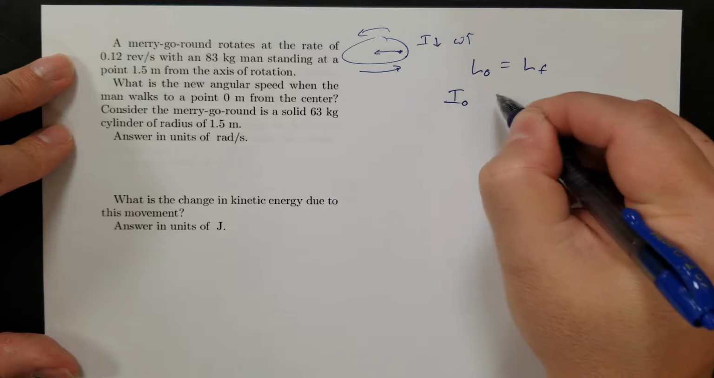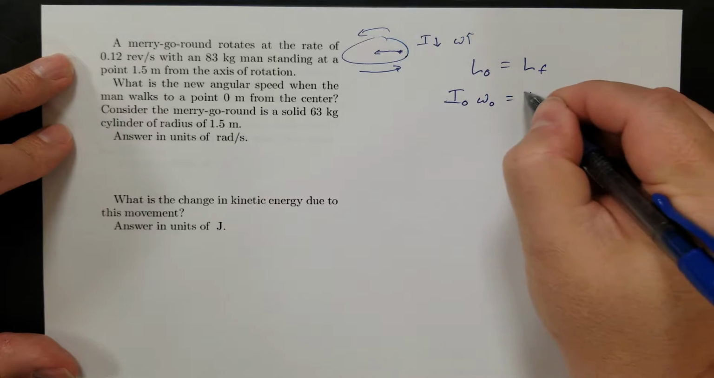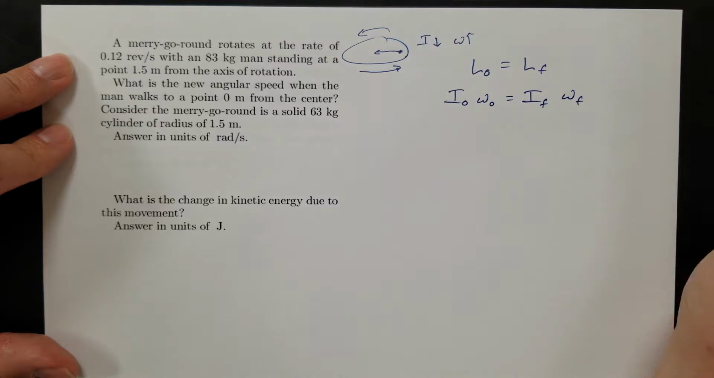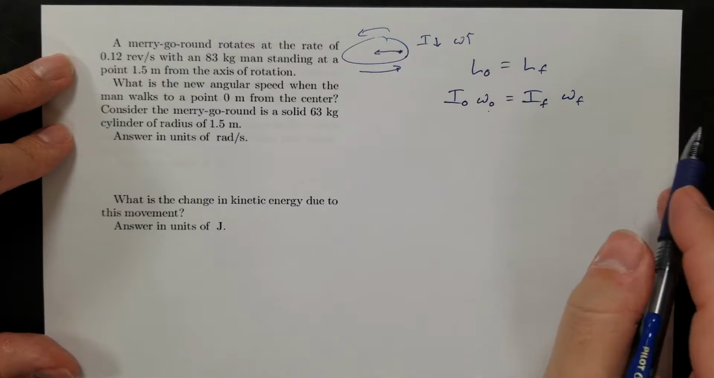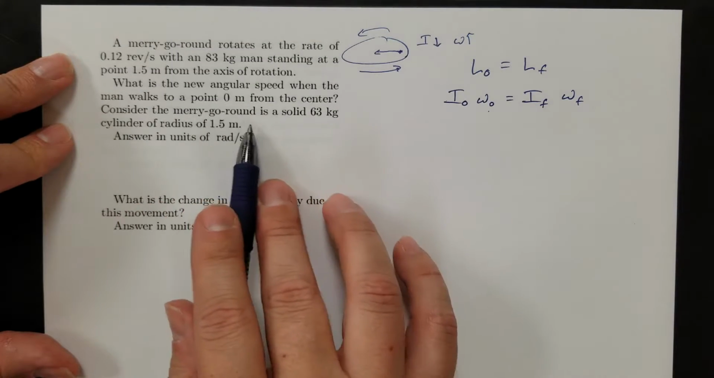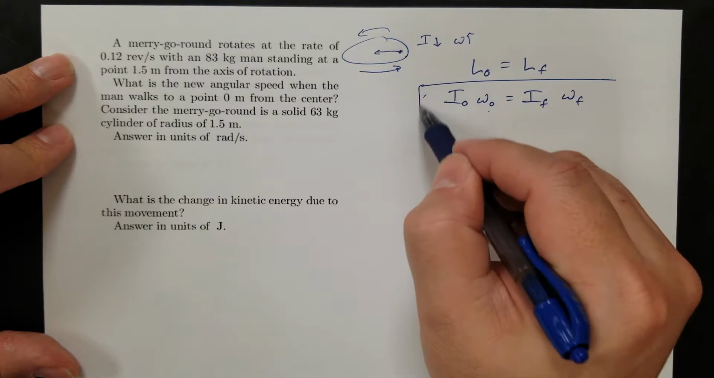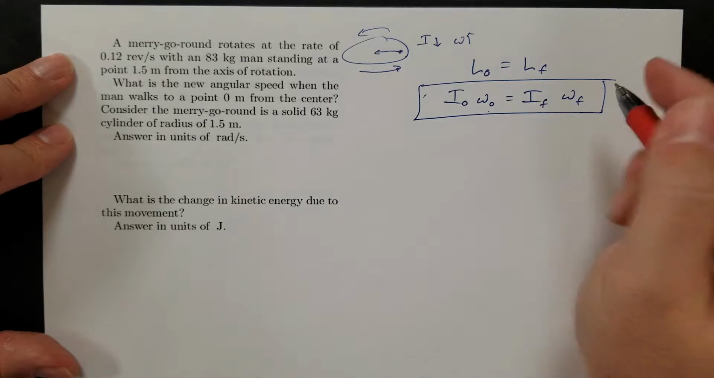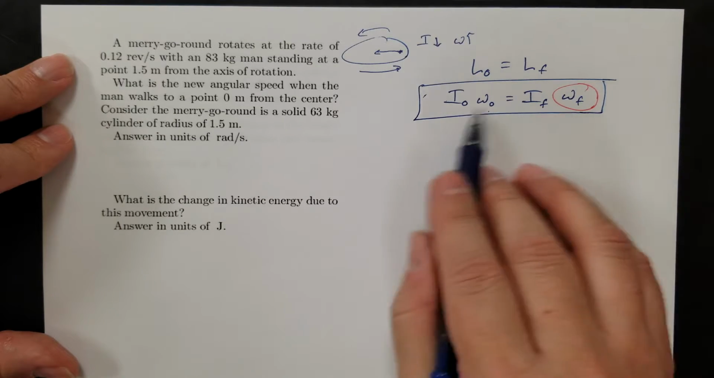So I initial times omega initial equals I final times omega final. Moment of inertia times angular velocity has to be conserved. Again, I want to solve for the new angular speed. I'm solving for omega final. So here's my basic equation, and solving for omega final is pretty easy. I just got to figure out my moments of inertia.